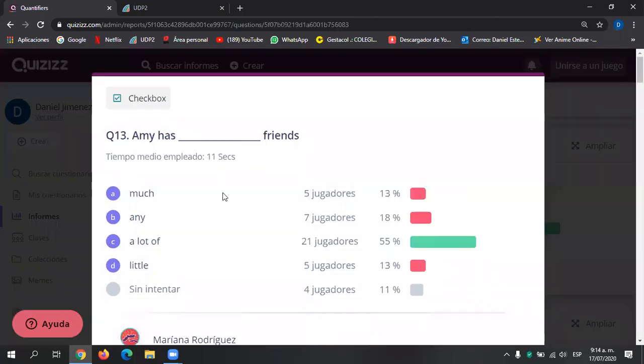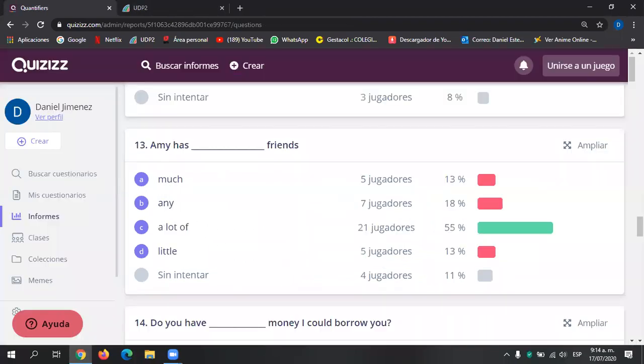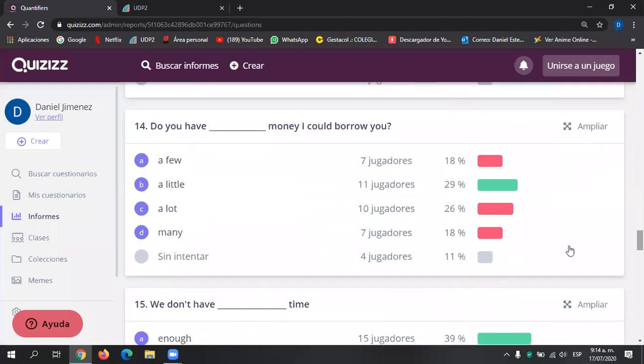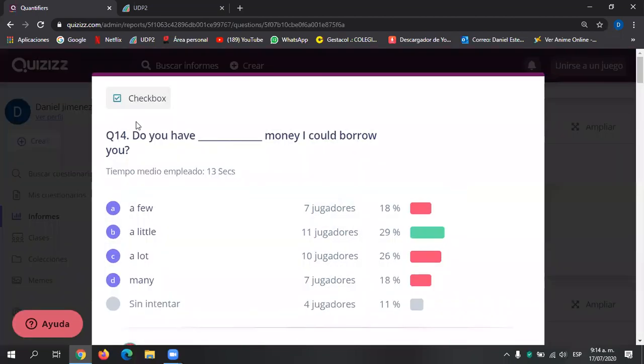Number 13. Amy has, in this case, a lot of friends. A lot of friends. Well, do you have a little money? A little, because a little is used with uncountable nouns.